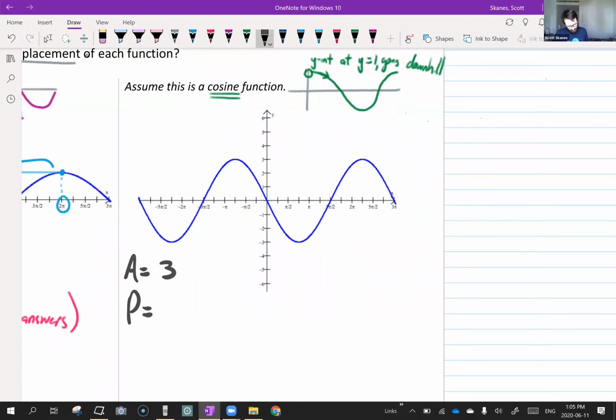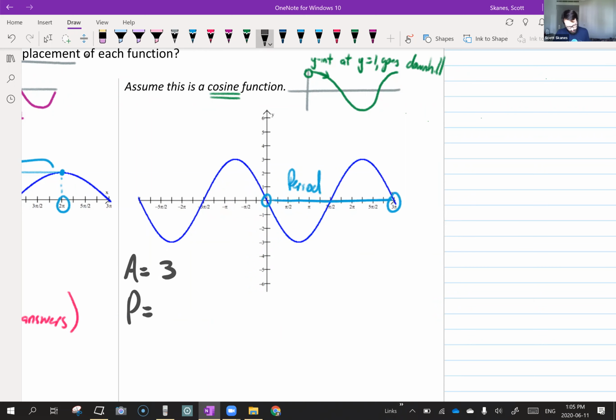Period. We can do it multiple ways. I like to take the period of this one from 0, and then I can see it repeated over here. Okay. Again, the period doesn't matter if it's sine or cosine. It's done the same way. That's a full cycle, which means I can just judge that distance. This is my period.